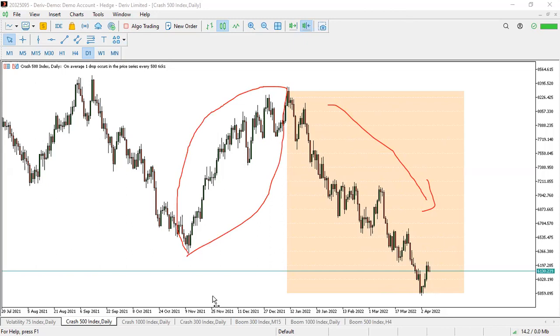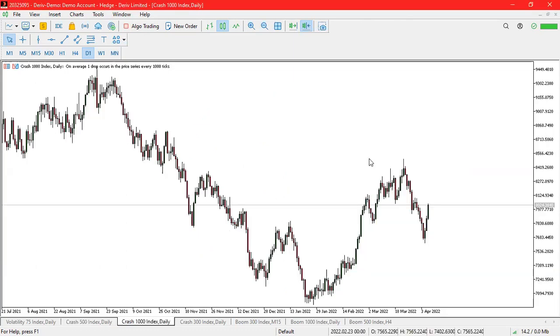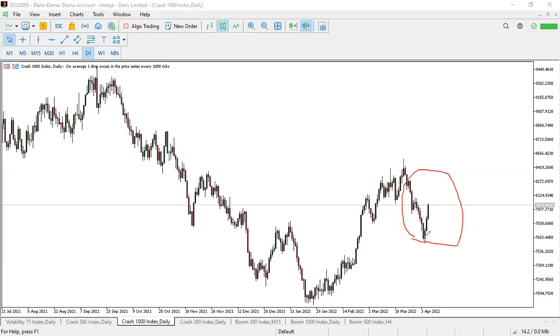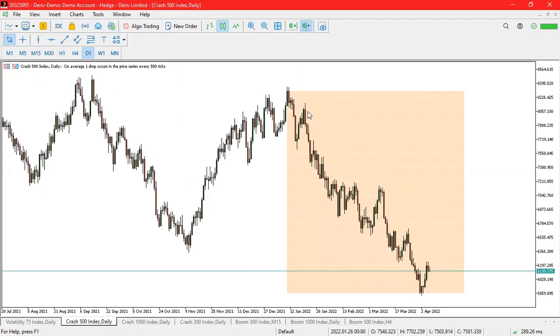If we check Crash 1K, maybe, this one is in an up move. You see, we don't have any trading opportunity in this condition. So focus on the down run. Once you see a daily chart giving you a down run, that's when you start to look for selling opportunities. This is how we start.